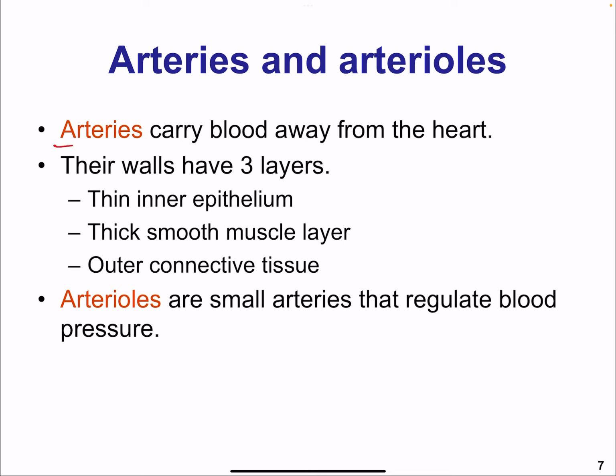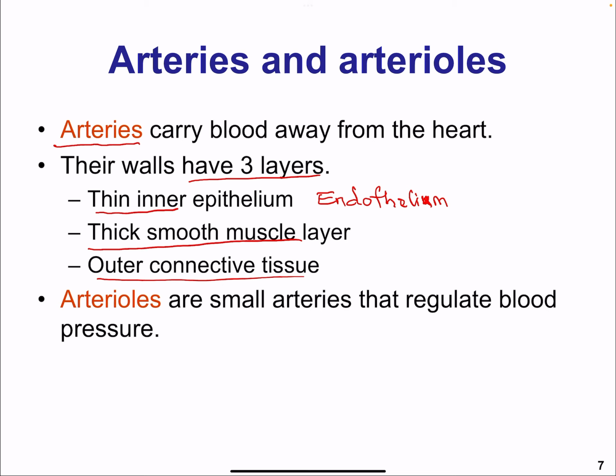Now, with that said, the arteries are characteristic in the fact that they carry blood away from the heart. I want you to remember that. They carry blood away from the heart. They are made up of 3 layers, as I mentioned. An epithelium that is thin. It's a simple squamous epithelium that is called endothelium. Remember that. Endothelium. Oops. Sorry about that. We have a thick smooth muscle layer and outer connective tissue. We already covered that. You know that.